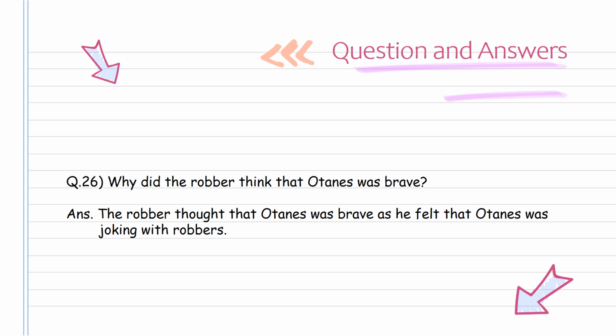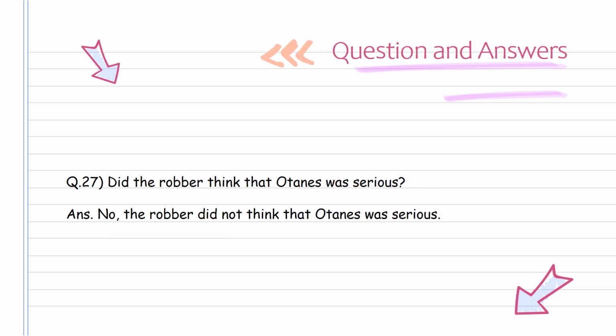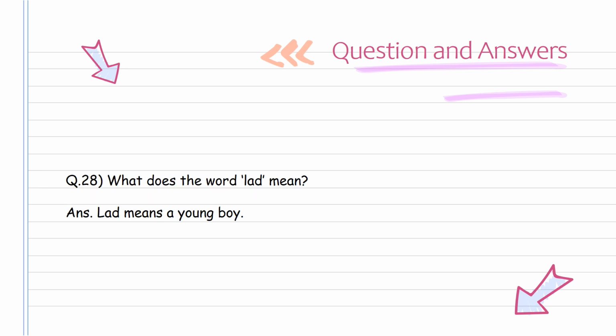Question 26. Why did the robber think that Otanes was brave? The robber thought that Otanes was brave as he felt that Otanes was joking with robbers. Question 27. Did the robber think that Otanes was serious? No, the robber did not think that Otanes was serious. Question 28. What does the word lad mean? Lad means a young boy.